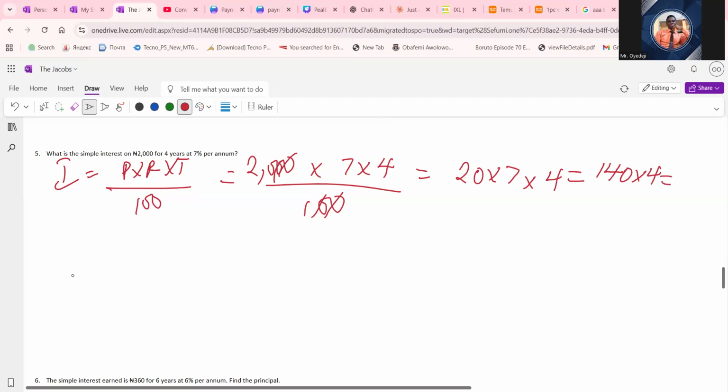4 times 0 is 0. 4 times 4 is 16. Remainder 1. And then 4 times 1 is 4 plus 1, 5. So that's the simple interest on that. So simple interest equals 560. Let's treat one more.